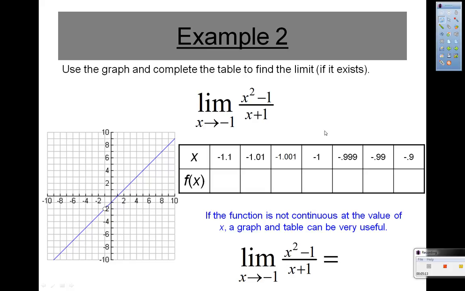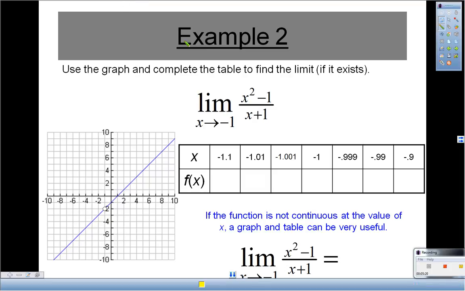All right, for this one it says use the graph and complete the table to find the limit if it exists. Unfortunately, I'm not able to do direct substitution in this case because if I plug in -1 into this function, x squared minus 1 over x plus 1, that's going to give me -1 squared minus 1 over -1 plus 1. That's going to give me 1 minus 1 over 0. That's 0 over 0. That's indeterminate form, so the value at -1 is undefined.